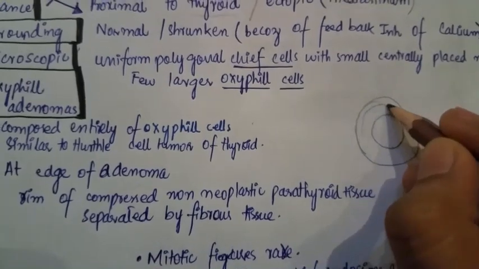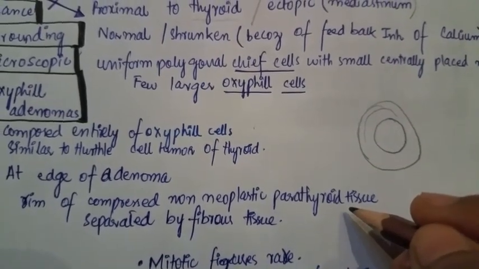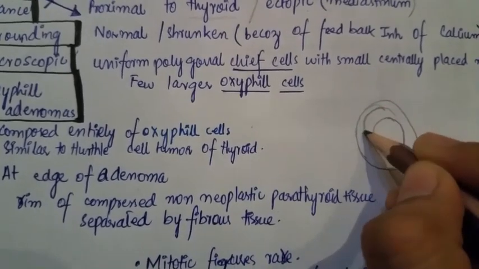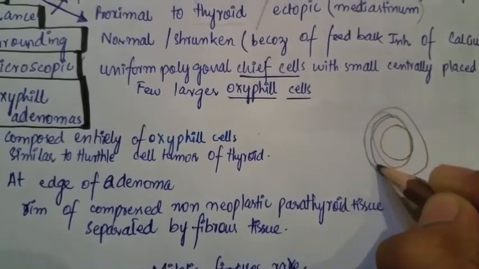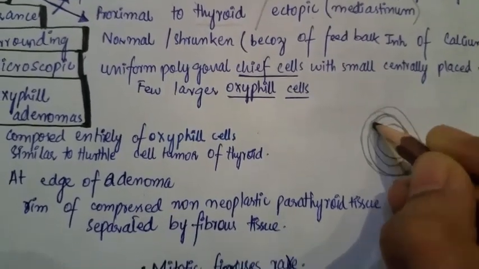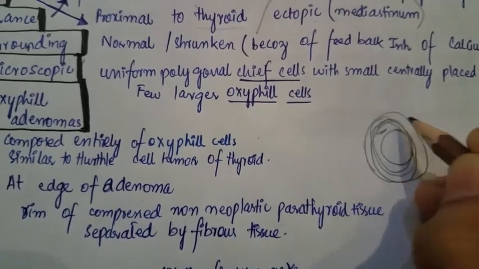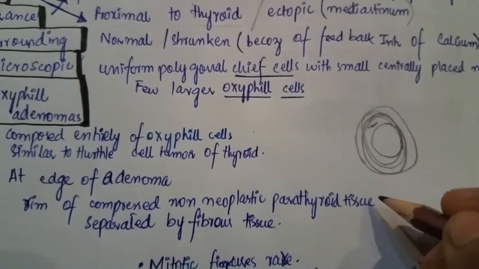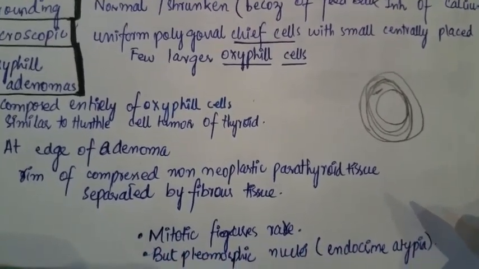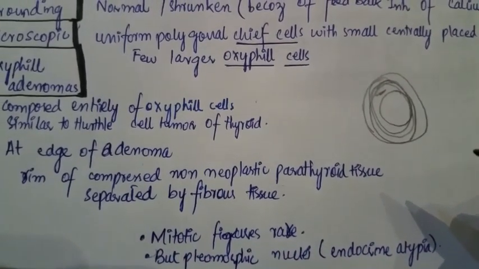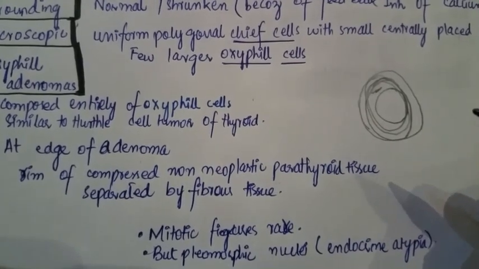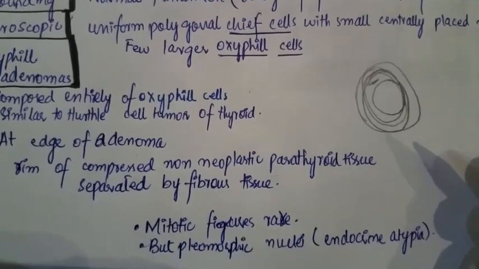In the surrounding there will be a rim of compressed non-neoplastic parathyroid tissue, which is separated by fibrous tissue. This is the compressed parenchyma, and this is the fibrous tissue separating it. This is a Hurthle cell tumor-like appearance, but the mitotic figures are rare, though pleomorphism may be present because of endocrine atypia.